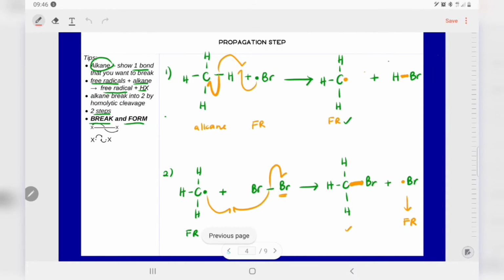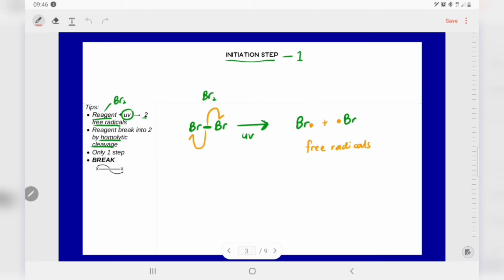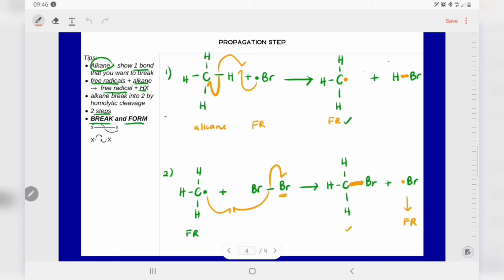Okay, apa yang berlaku sebenarnya dalam initiation step ni? Initiation step, kita menghasilkan free radical. Free radical ini sangat reaktif. Okay, sebelum ni kita belajar unreactivity of alkane. So, alkane is very unreactive sebab tiada functional group. Tapi dia akan buat reaction dengan free radical because free radical ini yang sangat reaktif. Jadi, bila kita dah menghasilkan free radical ini akan initiate alkane untuk buat reaction. So, dia akan membuatkan bond antara C and H break.